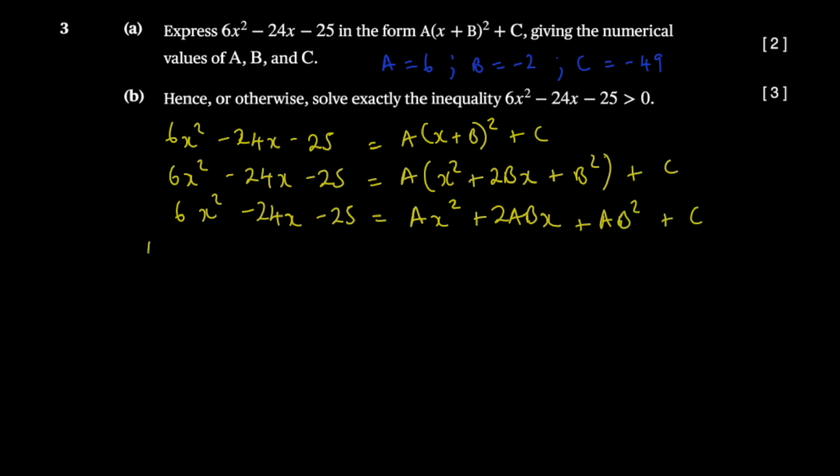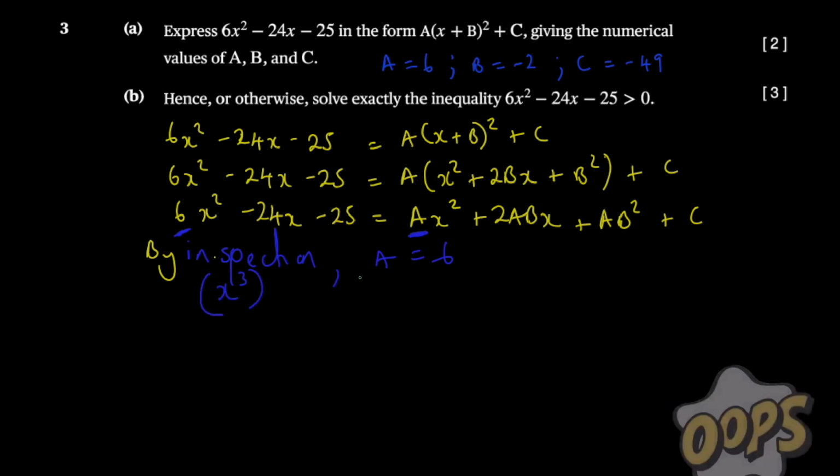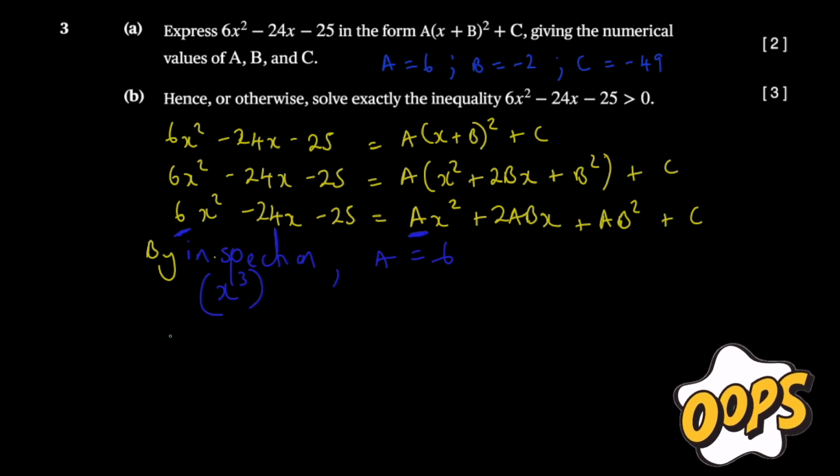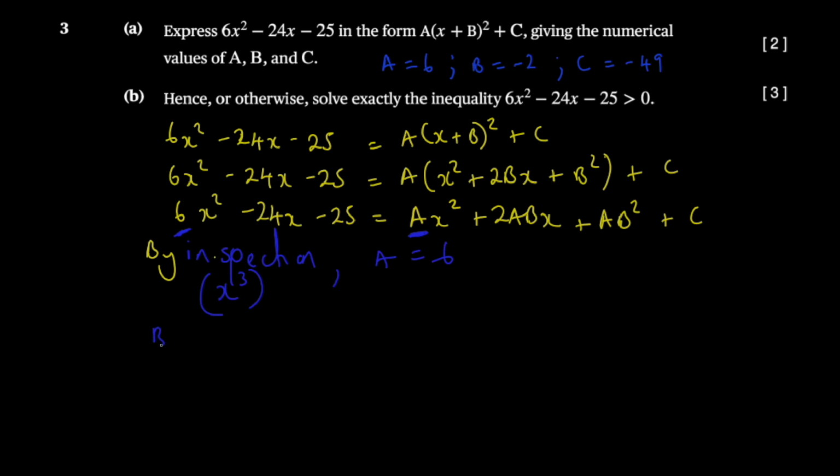So by inspection again, you're now inspecting. a is equal to 6, obviously, because you're comparing this one and this one. So the coefficients by inspection, x squared here, just to be clear on what exactly it is that you're inspecting. This time we'll be inspecting x, the terms in x. So you get negative 24 equal to 2ab, like this.